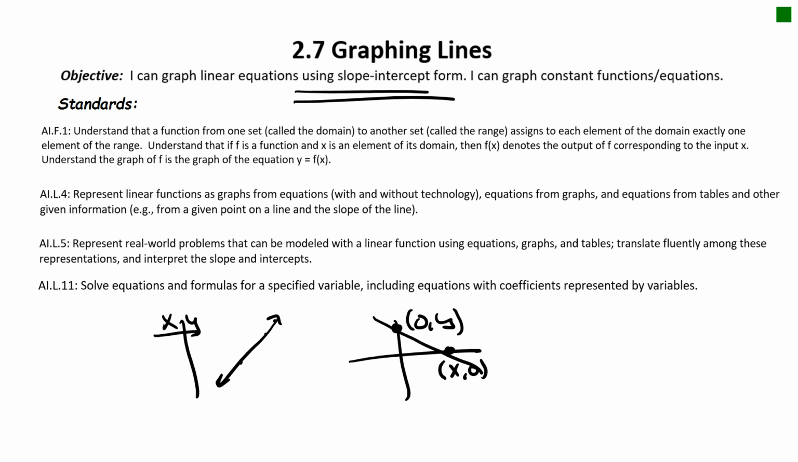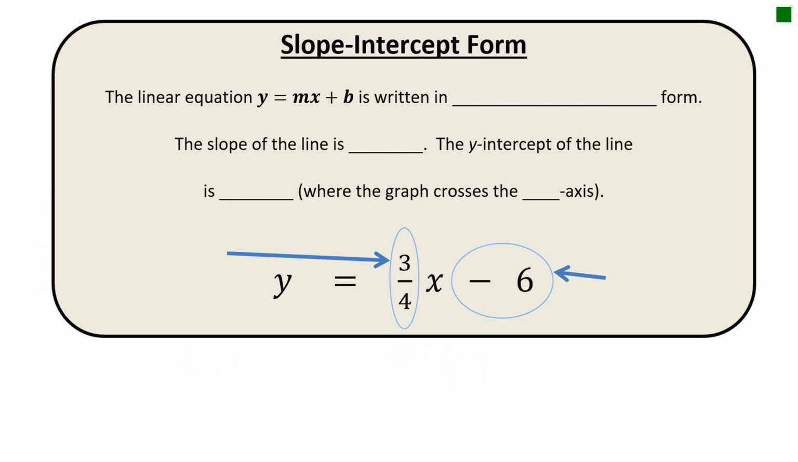Today we're going to do it using slope-intercept form. So slope-intercept form is y equals mx plus b. And so that linear equation is written in slope-intercept form. See, it says it right in the title, but I'm going to rewrite it so that you know to write that down. So you're writing down in your notes, slope-intercept form. You write this, y equals mx plus b. The slope of the line is m. The y-intercept of the line is b, where it crosses the y-axis.